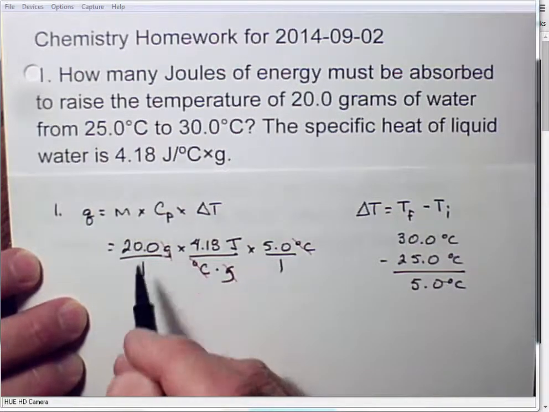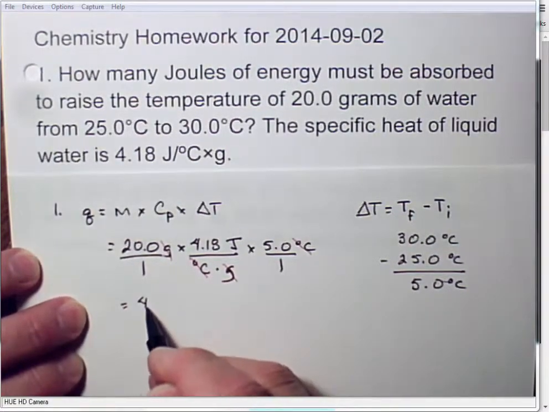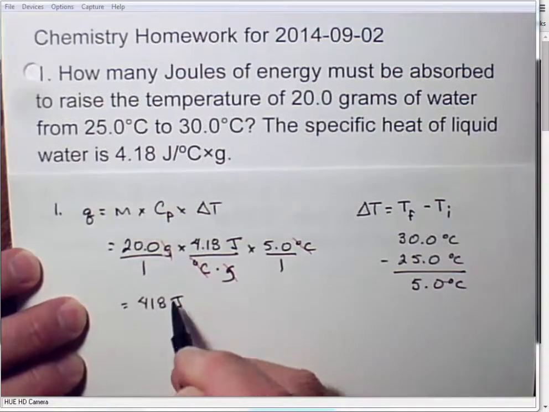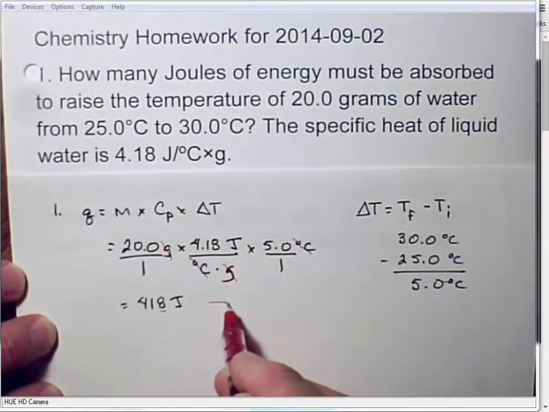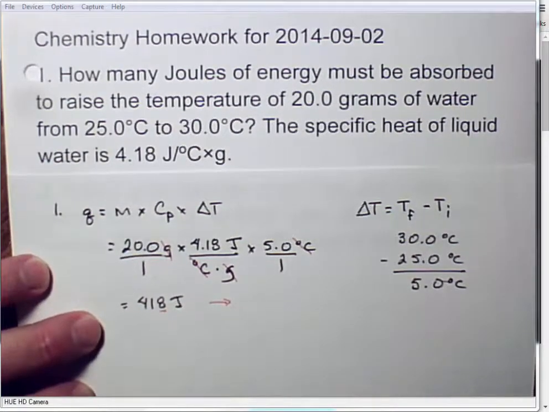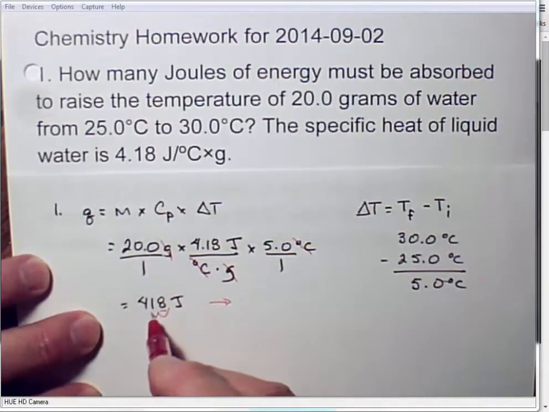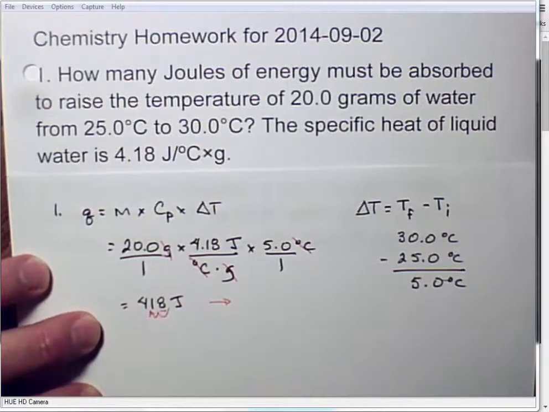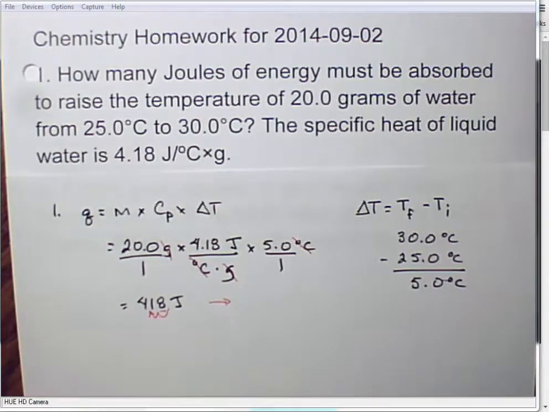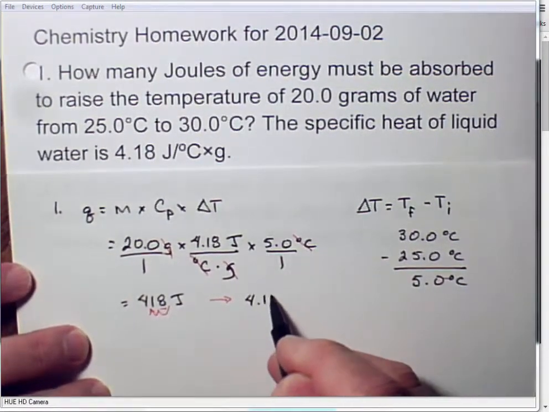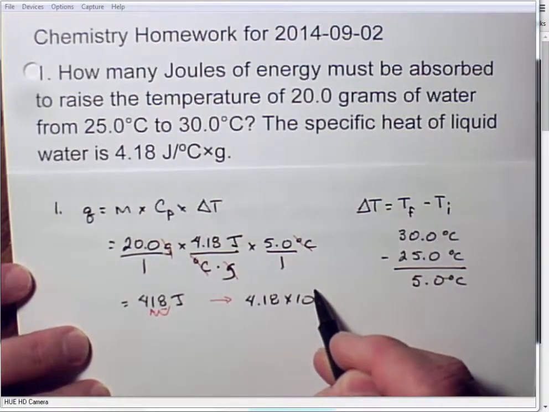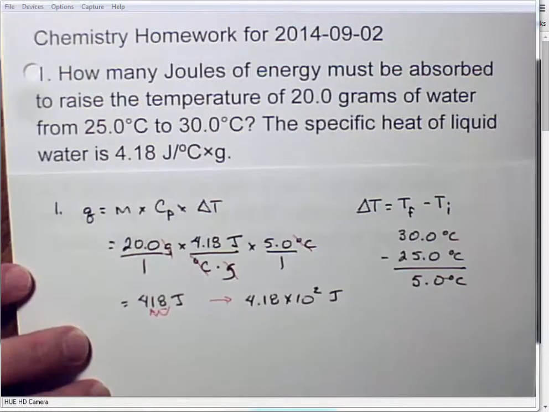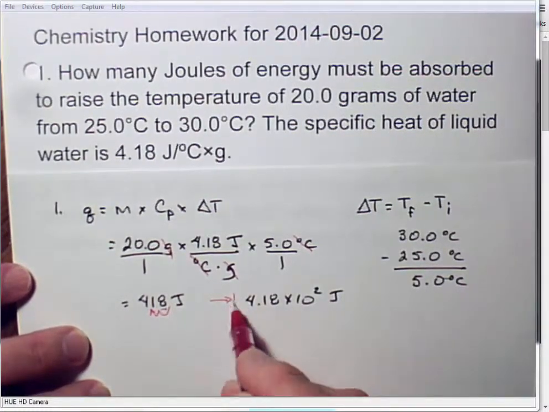Okay? So we do the math, and this one comes out to be pretty easy. 418 joules. 2 digits. Underline that. Okay? Move our decimal place 2 places. 1, 2. Okay? And you get 4.18 times 10 to the what? Second power joules. Okay? All right.